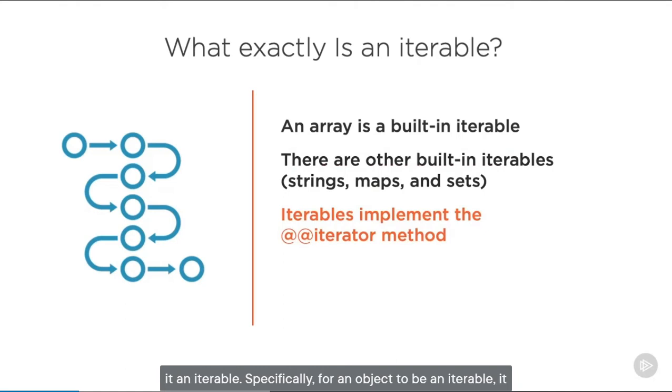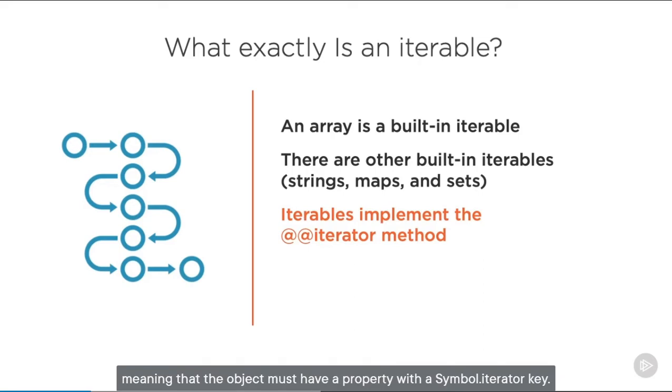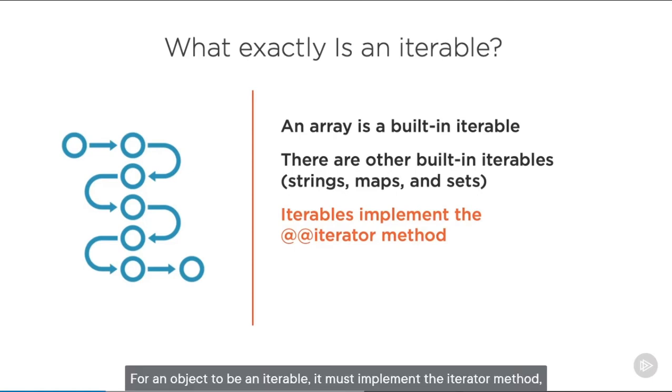Specifically, for an object to be an iterable, it must implement the iterator method, meaning that the object must have a property with a Symbol.iterator key. Let me say that again. For an object to be an iterable, it must implement the iterator method, meaning that the object must have a property with a Symbol.iterator key.